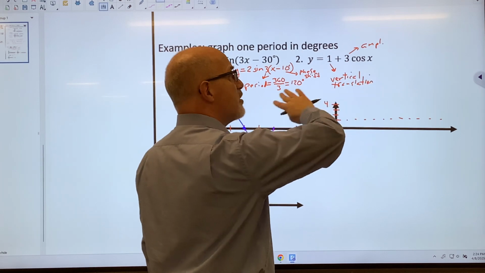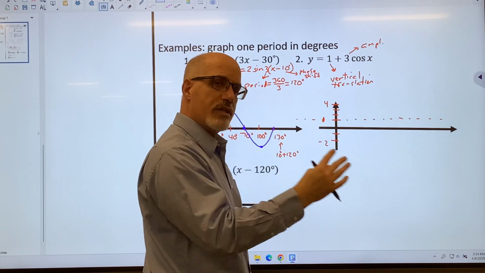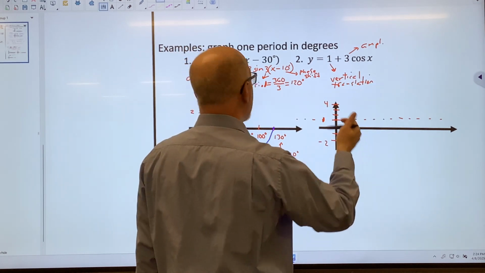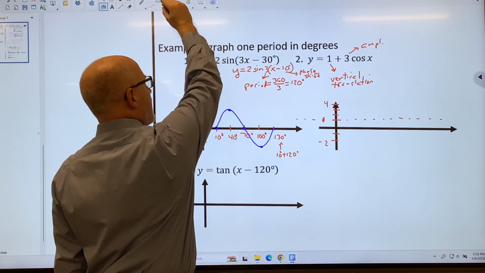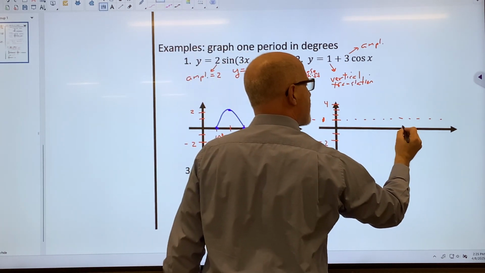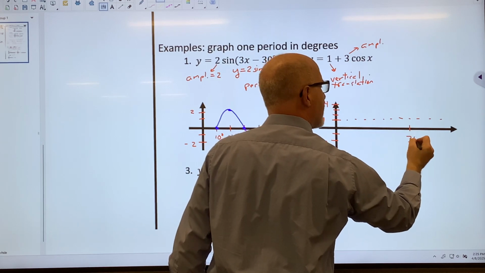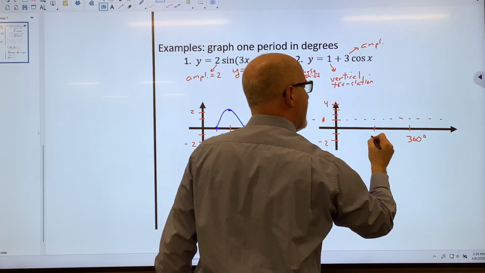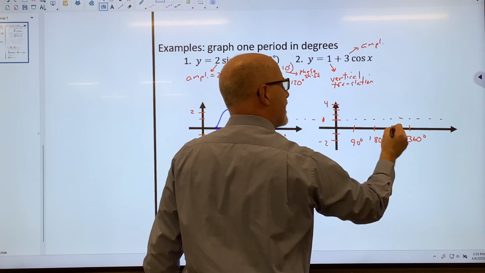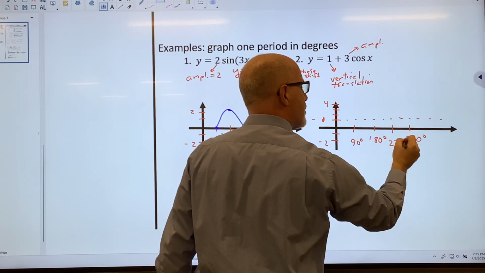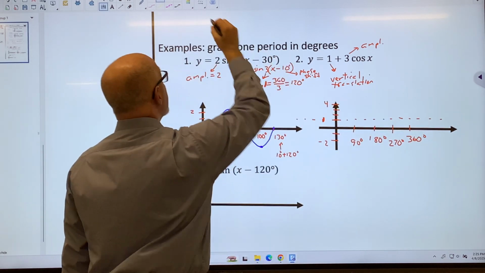I don't change the period at all. I don't horizontally translate it. So I'm still going to have a period equal to 360. So I'm going to go out here to 360 for one period. Half of that's 180. Half of that is 90. And halfway between those two is 270 if I'm going by 90s.